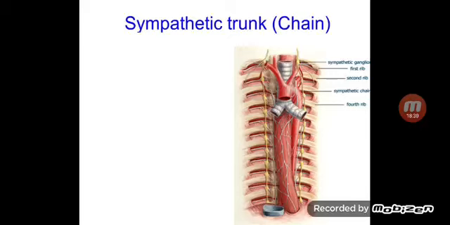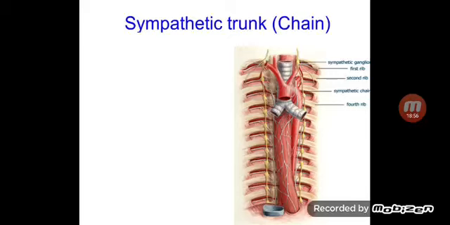The sympathetic trunk in the thoracic region consists of 12 ganglia. Each one has white and gray rami communicantes, passing to the corresponding spinal nerve, of course.